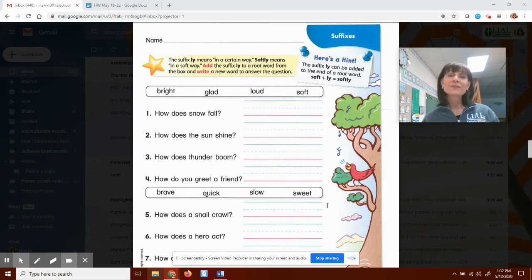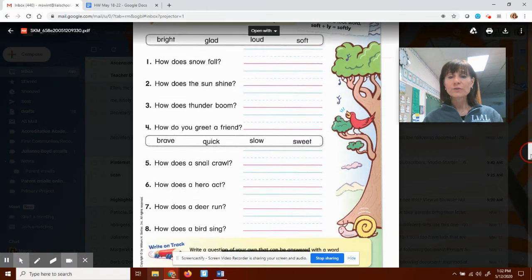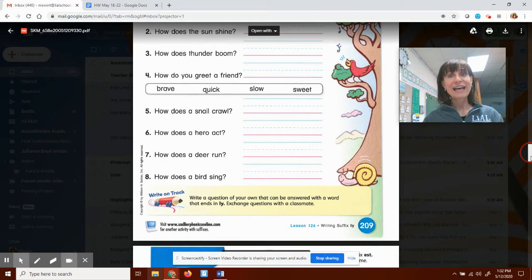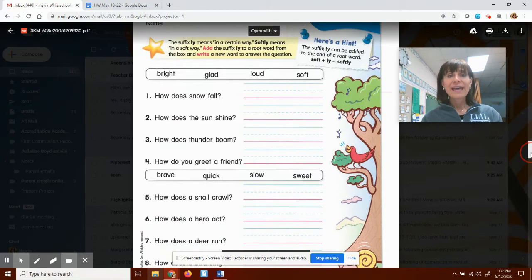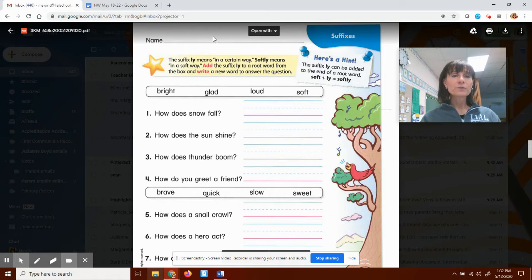We're going to go ahead and do some more with suffixes. And as we recall, the suffix is at the end of a root word. So let's go ahead and get started. You need to tear out pages 209, 210. And we're going to go ahead and first put your name at the top of the page.